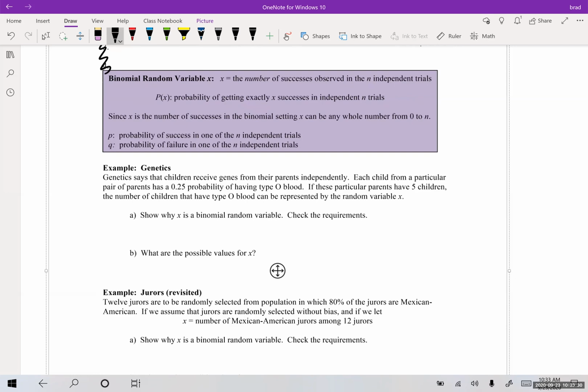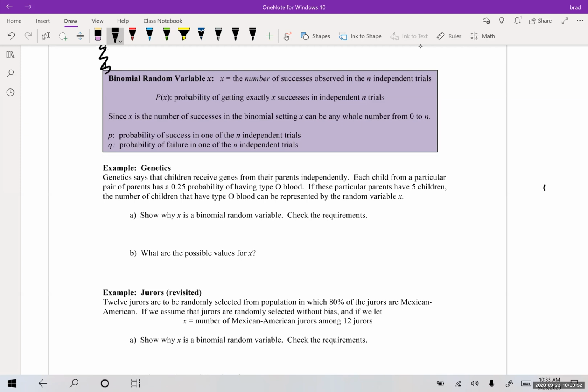So the binomial random variable x equals the number of successes observed in the independent trials. So we say P of x, the probability of getting exactly x successes in n independent trials. Since x is the number of successes in a binomial setting, x can be any whole number from 0 to n.